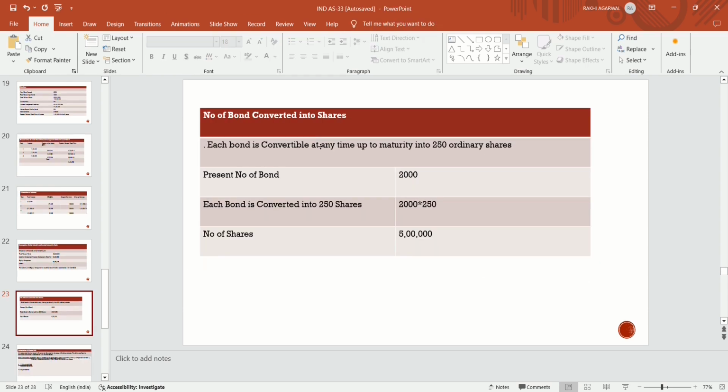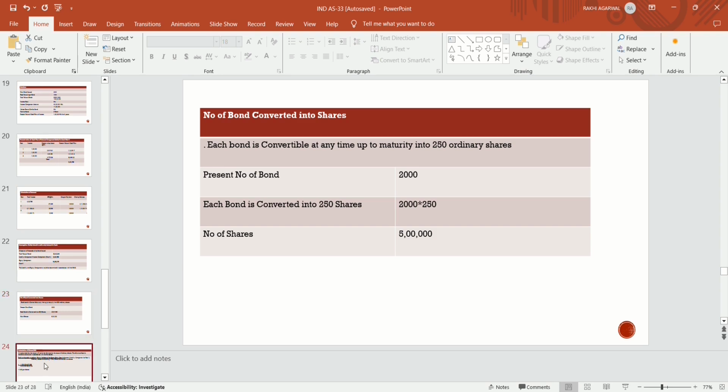Number of bonds converted into shares. Each bond is converted at any time up to the maturity into 250 ordinary shares. So present number of bonds are 2000 and each bond is converted into 250 shares. So 2000 into 250, so number of shares becomes 5 lakh.